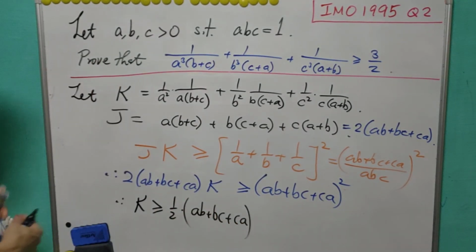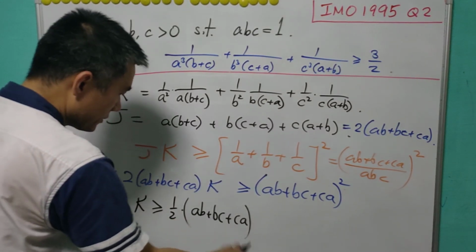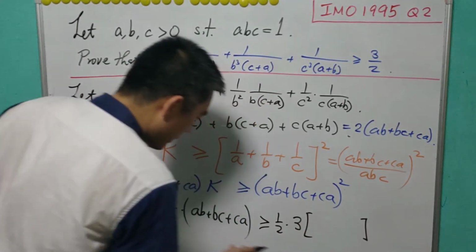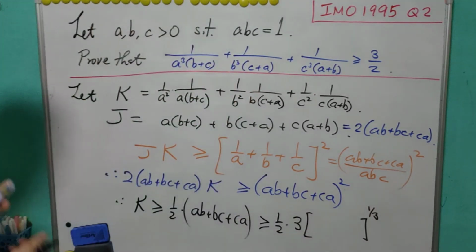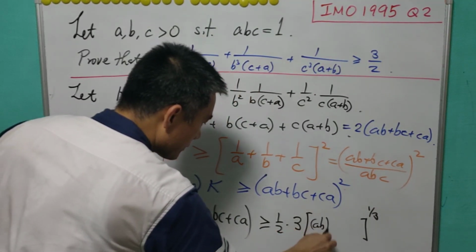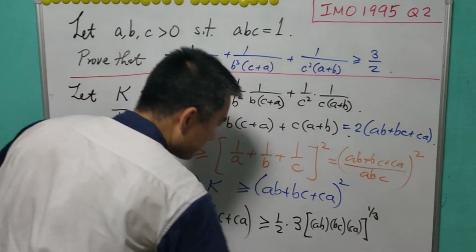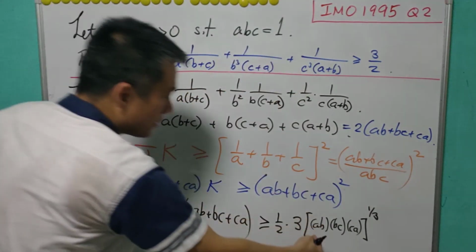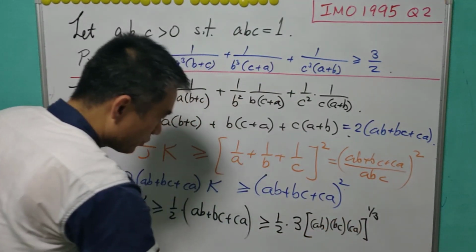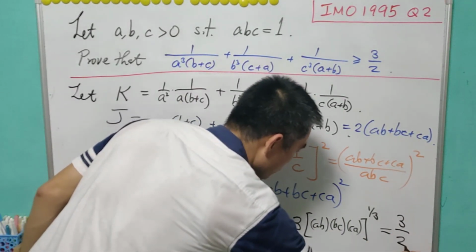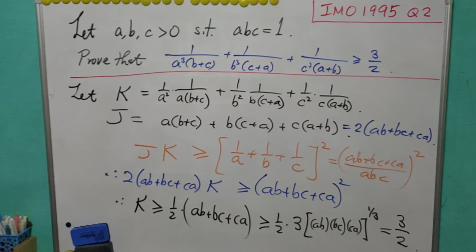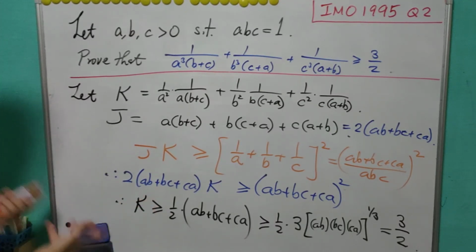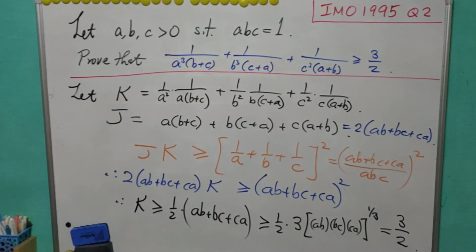Next, we use the AM-GM inequality for these three terms. So it will be greater than or equal to 3 times the product to the power of 1 over 3. And the product is ab times bc times ca, so it will be a squared b squared c squared, and because abc equals 1, this term will be 1 to the power of 1 over 3, which is still equal to 1. So this is 3 over 2. And it's obvious that the equality holds if a equals b equals c equals 1, and therefore this value 3 over 2 is achievable.